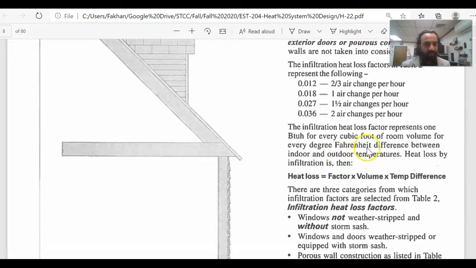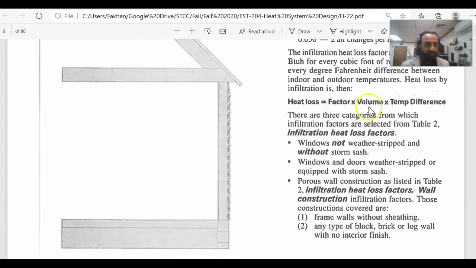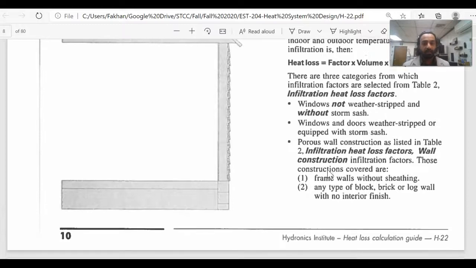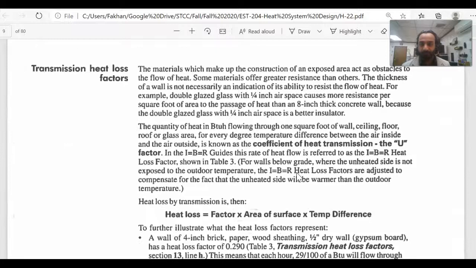So the infiltration heat loss factor represents the BTU for every cubic foot of room volume for every degree Fahrenheit difference between indoor and outdoor temperature. So again, this is how we calculate that: the factor, volume, temperature difference. Here are some notes. Windows not weather stripped and without storm sash have, again, more heat loss than the ones with storm sash and weather stripping.